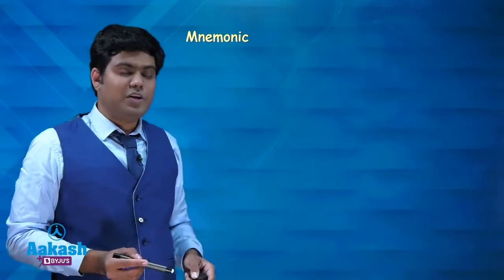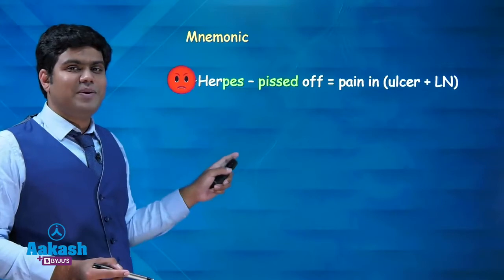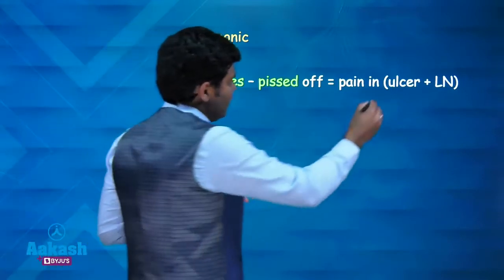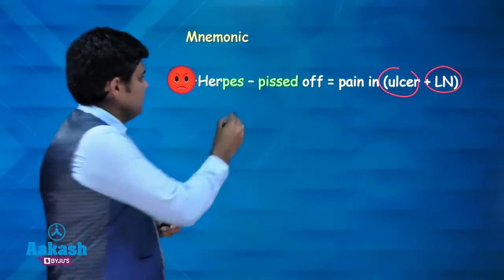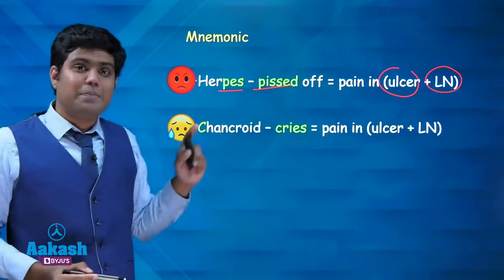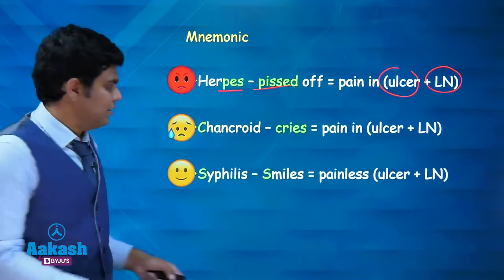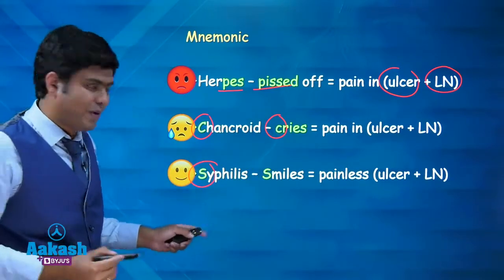So I've got a wonderful mnemonic for you. Please write it down, very important. Herpes, a patient of herpes is pissed off. He's angry. Why? Because he's having pain in ulcer and pain in lymphadenopathy. So remember, herpes, pissed off. Okay. What about chancroid? A patient of chancroid cries and a patient of syphilis smiles. Remember, patient of chancroid cries, patient of syphilis smiles.